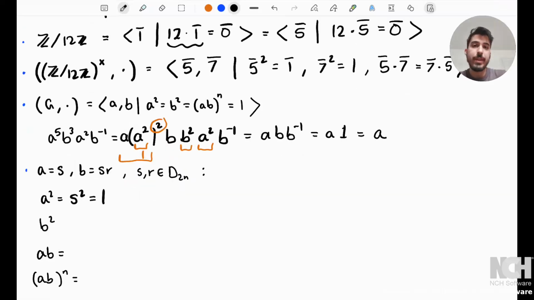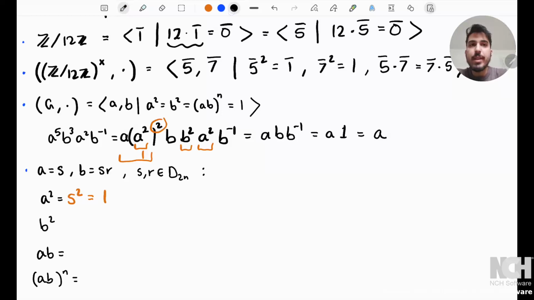If you thought that that simplification of this group was cool, let me tell you what else is cool. This strange looking group here has a lot to do with the dihedral group that we were talking about earlier. In fact, the dihedral group is nothing but an example of this group. All you need to do is replace A by S and B by SR, and you will see what this does. So A squared gives you, by definition, S squared, which is equal to 1.